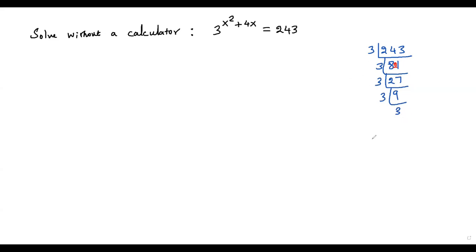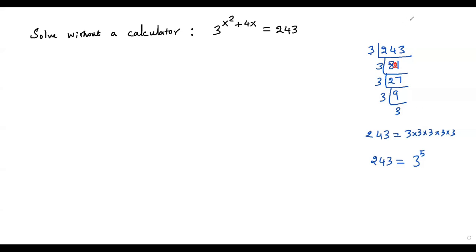So 243 equals what? 3 times 3 times 3 times 3 times 3. That is 1, 2, 3, 4, 5. So when I multiply 3 by itself 5 times, I get 243. Instead of writing 3 times 3 five times, we can write 3 to the 5th power. So 243 equals 3 to the 5th power. So 243 is a power of 3.